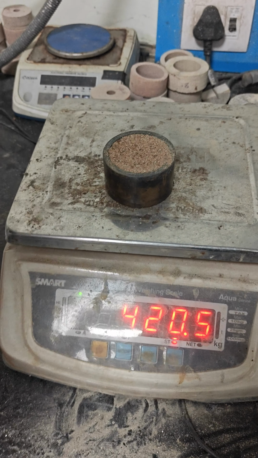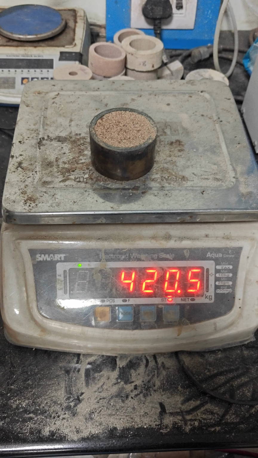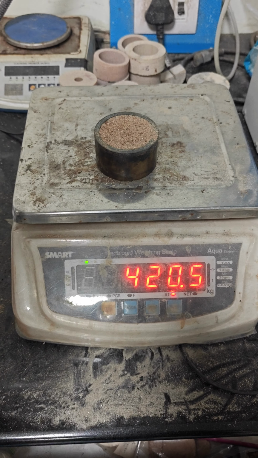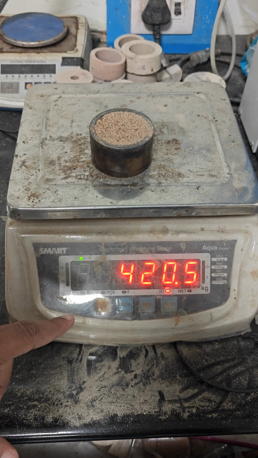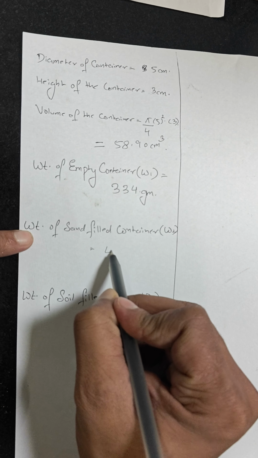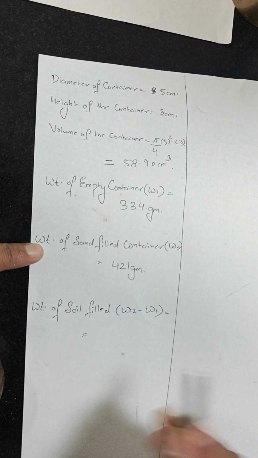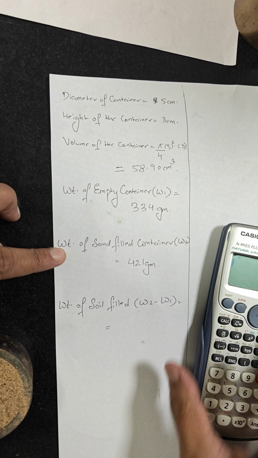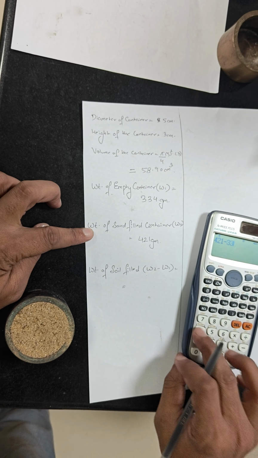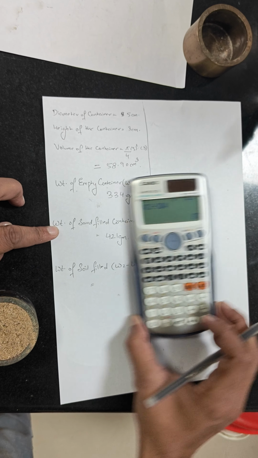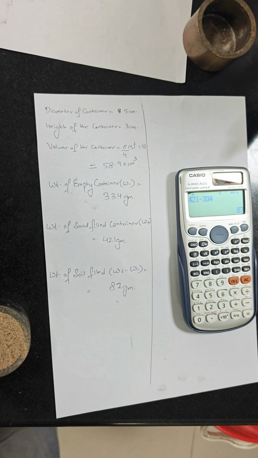So here is the container which has been filled with the soil from the height of 5 centimeter. Here you can note down the weight. It comes out to be 420.5, which is 421 gram. So the weight of soil filled is 421 minus 334. This is the amount, which is 87 gram of sand filled.